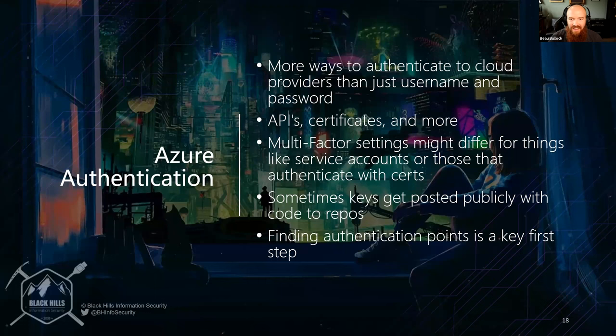Yeah. So, one of the big differences between traditional on-prem networks and Azure is the sheer number of ways that you can authenticate to it. And this is something that I tend to focus very heavily on: where can I authenticate to Azure and how can I do it? Because depending on the type of user account, you can also leverage things like certificates to authenticate. You can use various settings around MFA. And there are also things like service principal credentials that allow organizations to authenticate from a programmatic perspective as opposed to a traditional username and password.